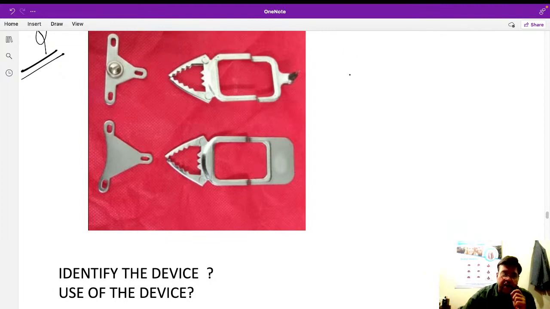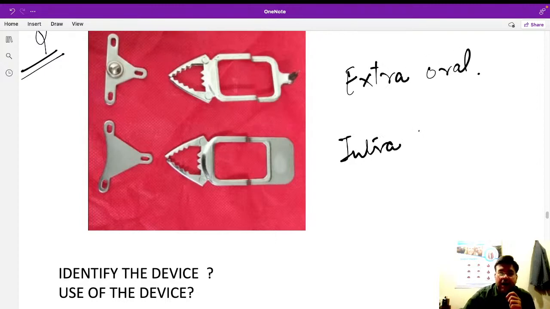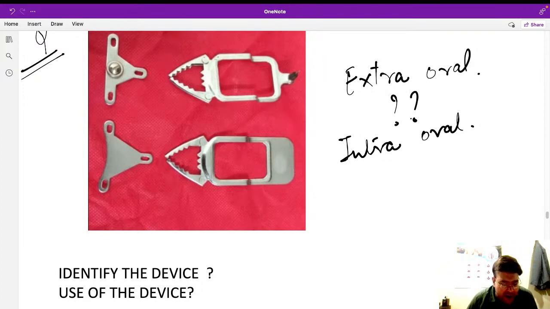Now my question to you is, is the device which you see here an extraoral tracer or an intraoral tracer? A few of you are writing intraoral. It is not an intraoral tracer. It is an extraoral tracer, right? The tracer lies outside the patient's mouth.